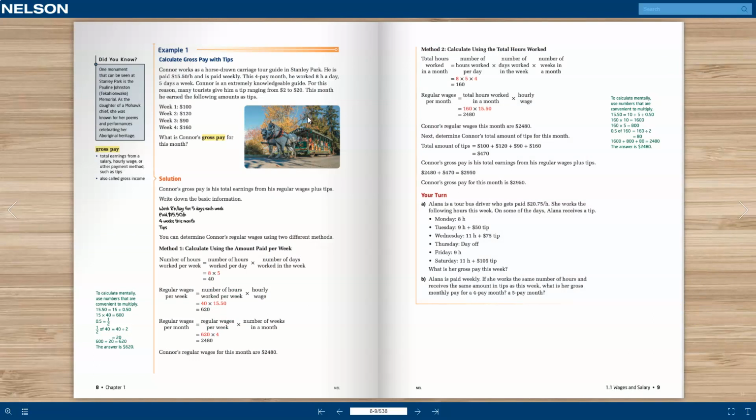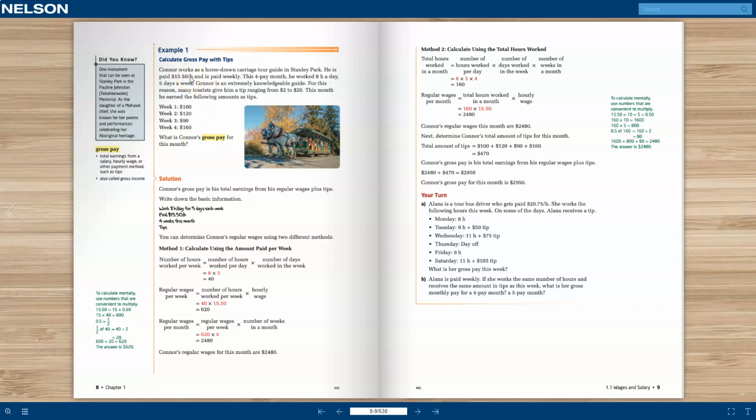Okay, example 1. Here we're going to calculate gross pay. So what is gross pay, first of all? On the left it says right here, gross pay, total earnings from a salary, hourly wage, or other payment methods such as tips, also called gross income. So gross pay is basically your total amount of money that you made. So we're not talking about taxes and deductions and that kind of stuff yet. So gross pay is just going to be, say you're a waiter, the hourly rate that you're getting, plus the tips and stuff. So the total amount of money you made is your gross pay. So let's go through a couple examples.